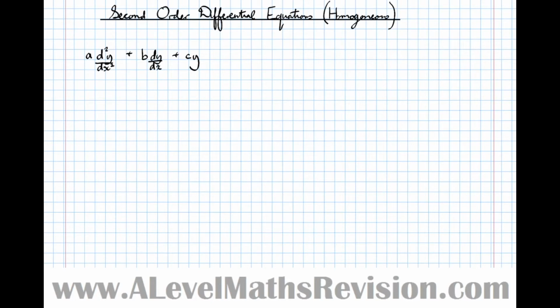And what makes a differential equation homogeneous is when the right hand side is equal to 0. So to summarise, what makes this differential equation second order is the fact that the highest order differential here is the second differential. What makes it homogeneous is the fact that it's equal to 0 on the right hand side. So now let's try and go about solving this equation.